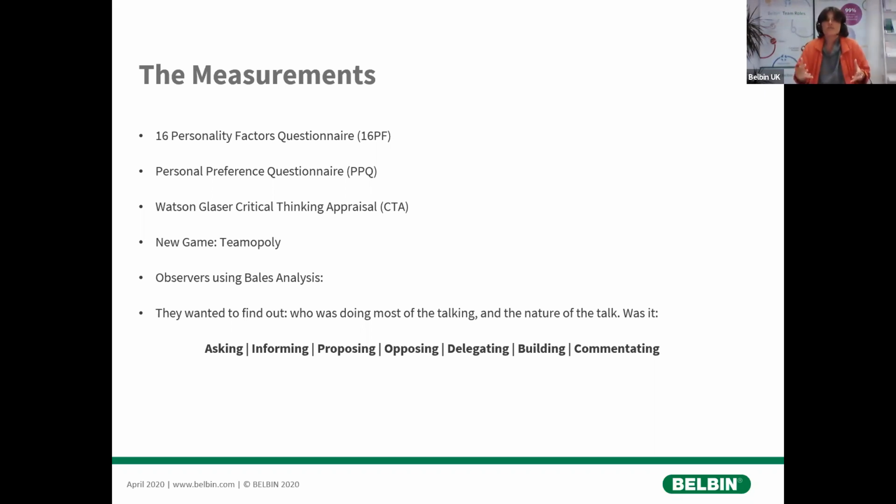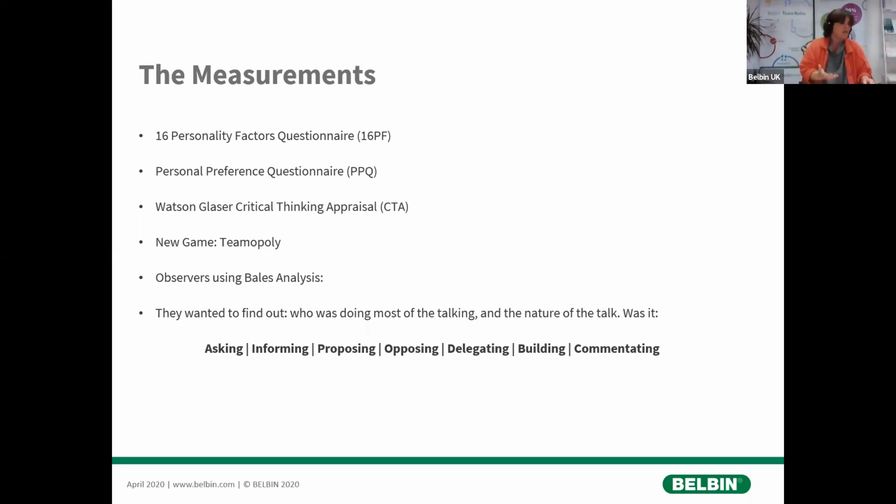What they could then find out is whether there was a correlation between any of these, such as informing and proposing. Is there any correlation perhaps with some of the personality factors, the level of intellect, and the success of the team? They had all of this data to be able to work out what it is that made teams successful.